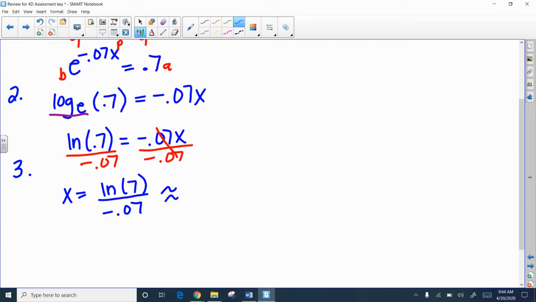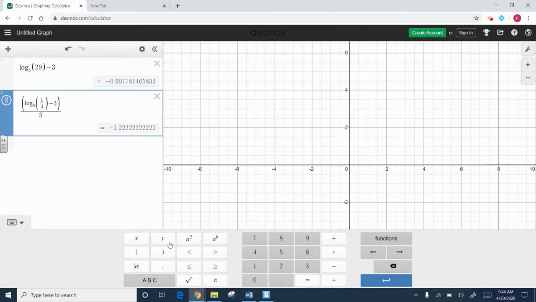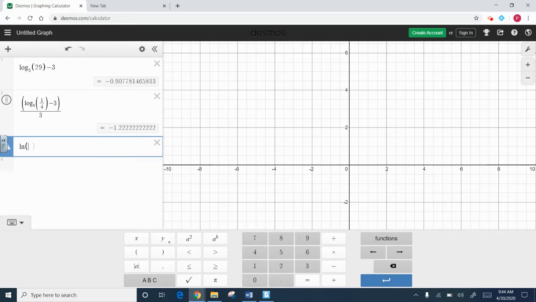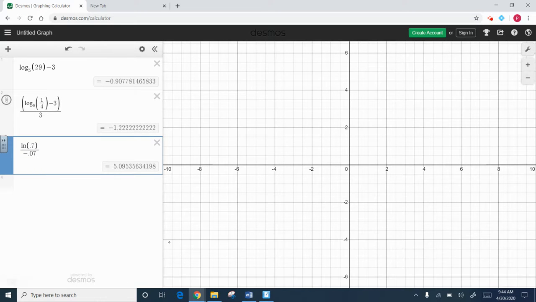And again, we can approximate this. Most calculators, scientific calculators, should have a natural log button, but we can use Desmos as well. So if I'm using Desmos, we would have natural log of 0.7 and then divided by negative 0.07. And we get approximately 5.095. If I round that to 2 decimal places, that's going to be 5.10.